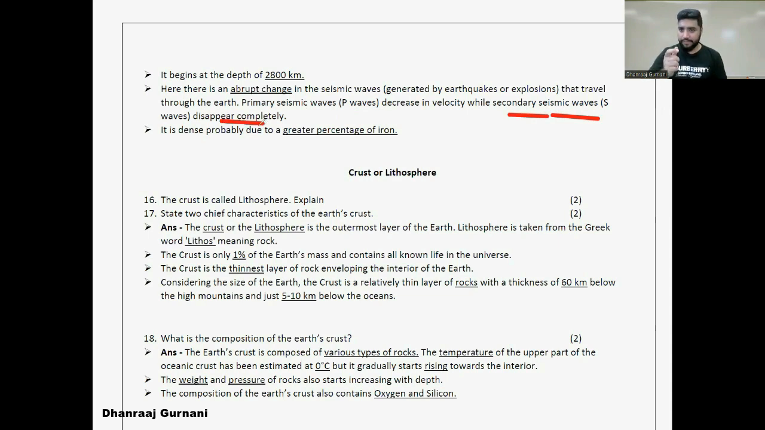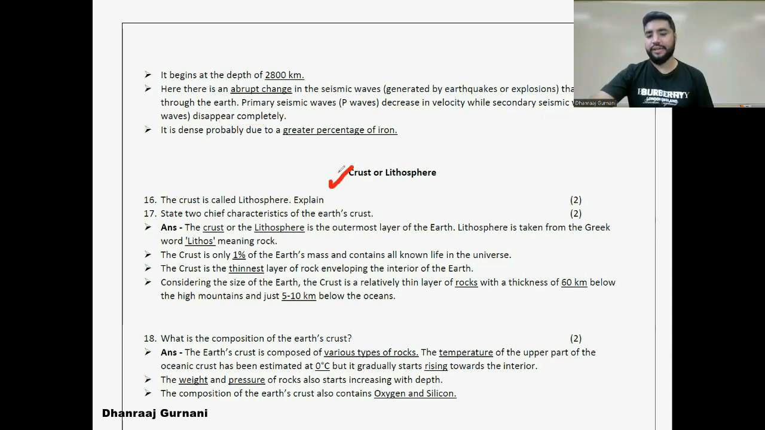Hence, because of this abrupt change, we come to know that there is some discontinuity or there is a shift from mantle to core. And here the shift begins, here the core and the mantle shifts. Because there is an abrupt change. Once again, P waves become slower in velocity, S waves completely disappear.